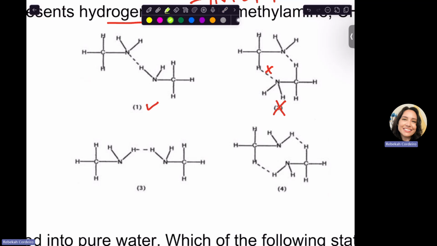The H has to be bonded to an N, and the N has to be connected to an N with a lone pair, but let's just say it has to be bonded to the H too. In this one, the N is bonded to the H, but the H here is not bonded to an N, it's bonded to a C. So that's different. This one, again, is not correct.